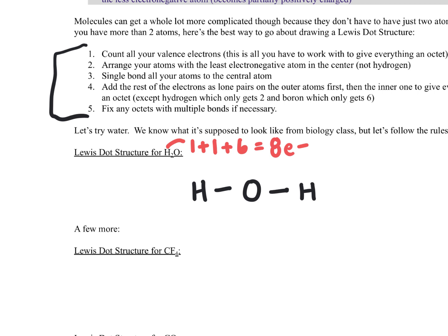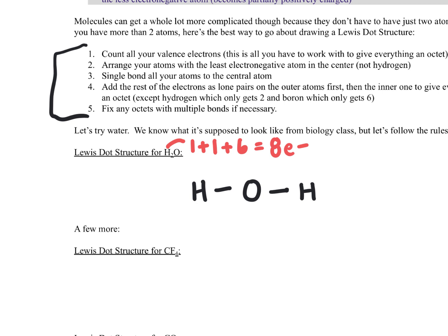Then it says add the rest of the electrons as lone pairs. So we had 8 electrons to start with, and so far in the bonds that we drew, we used up 4. Each bond has 2 electrons for a total of 4. Okay, so we have 4 more electrons to add. It says add those electrons as lone pairs on the outer atoms first, meaning start out here. But wait, it says not giving anything to hydrogen, because hydrogen only needs 2 electrons.